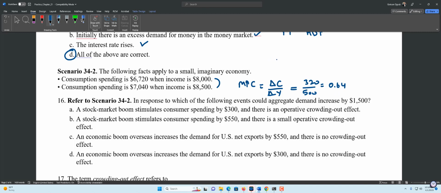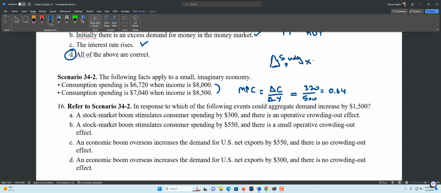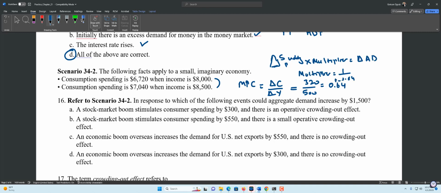So we know that there is going to be an initial spending, change in initial spending, times multiplier, which is going to give us the total change in aggregate demand curve. And the multiplier is 1 over 1 minus 0.64. Therefore, it is 1 over 0.36, which is equal to 2.77.